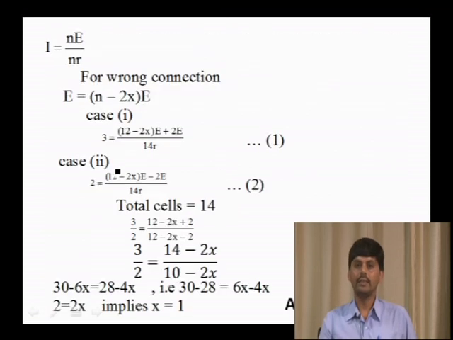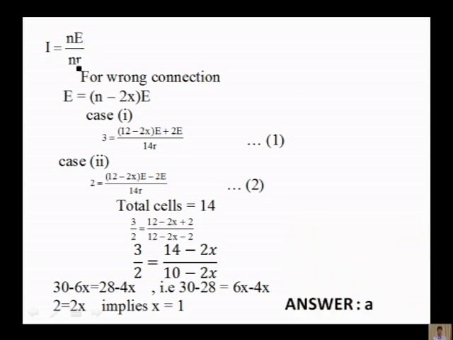See, this is the expression: I is equal to nE divided by nR. When there is no external resistance, it is short circuited, we have the expression I is equal to nE divided by nR. For wrong connection, how are you going to calculate the total EMF? That is E is equal to (N minus 2x) into E. Here N is the number of cells and x is the number of wrongly connected cells. E is the EMF of each cell. By taking the help of the first equation, in the first case the current is 3 ampere.